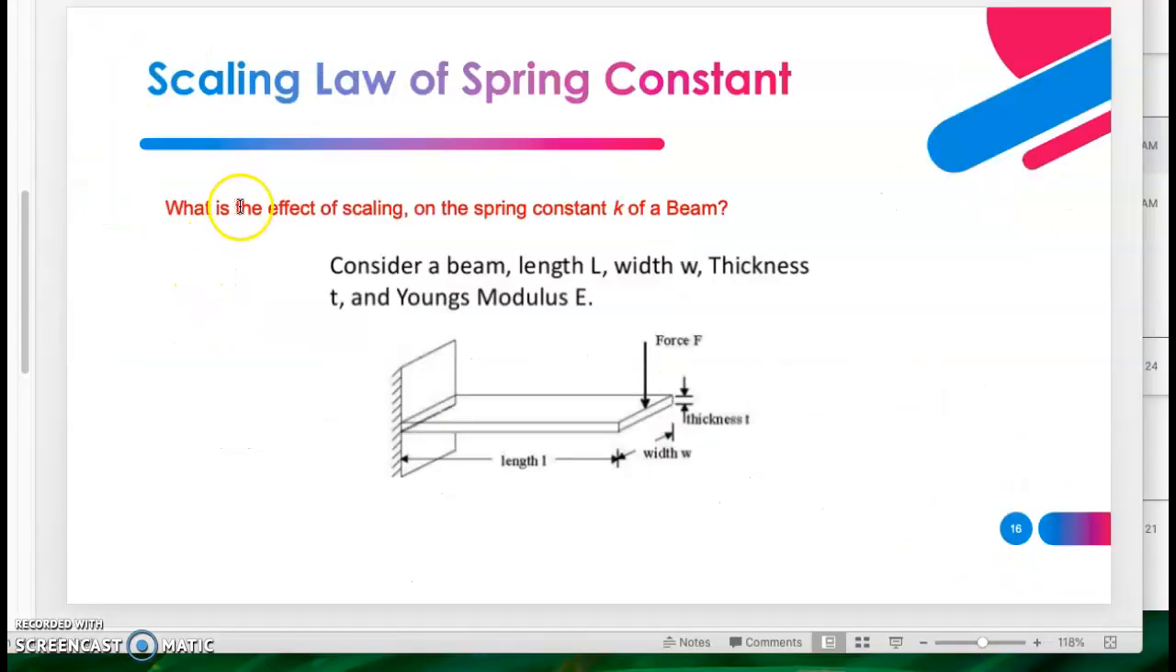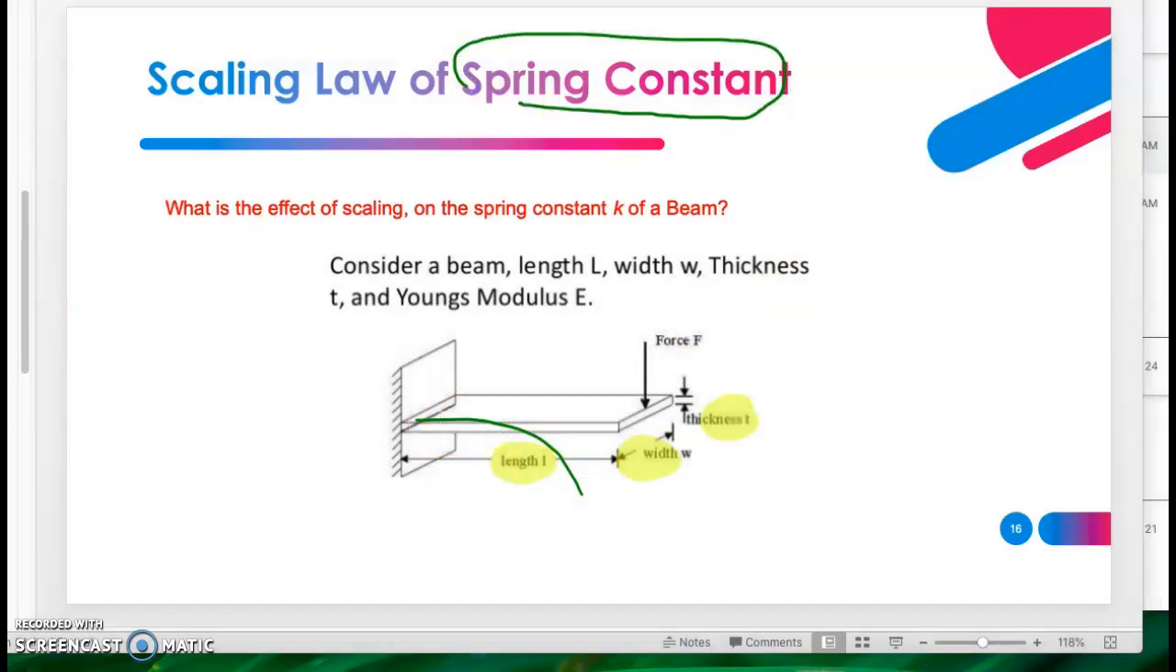Okay, so let's see the second scaling law of the spring constant. So what is actually the spring constant? You have a cantilever beam here. Your beam has the length. This is the length. This is the width. This is the thickness. And when you apply a force here, this cantilever beam will start to bend. So that's why we have what we call the spring constant.